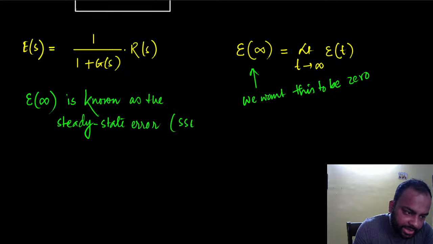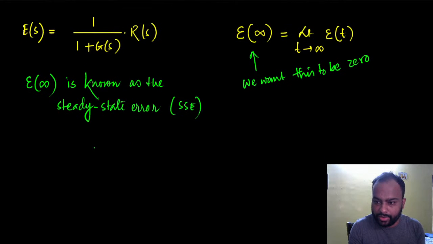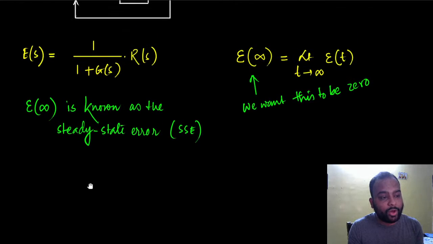I would just write SSE. Okay, so E infinity is the SSE, the steady state error, right? E infinity is the steady state error. So just like that, right? And someone has already guessed it.